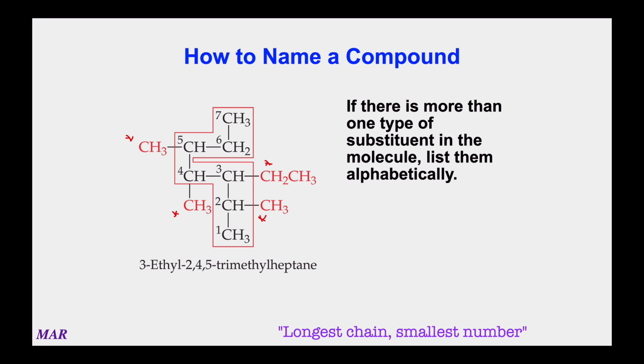Now, I would always, again, especially when you're learning, number it the other way and just make sure that you get the smallest numbers. So instead of 7, we could call this 1, 6 would be 2, 3, 4 is the same, 5, 6, 7. So instead of the name that's given, you could call it a 5-ethyl, and instead of 2, 4, 5, you would have 3, 4, 6. So you can see that there are smaller numbers in the name that's given, and that's why that's a better name here. 3-ethyl 2,4,5-trimethyl heptane is the better name than quote-unquote 5-ethyl 3,4,6-trimethyl heptane.